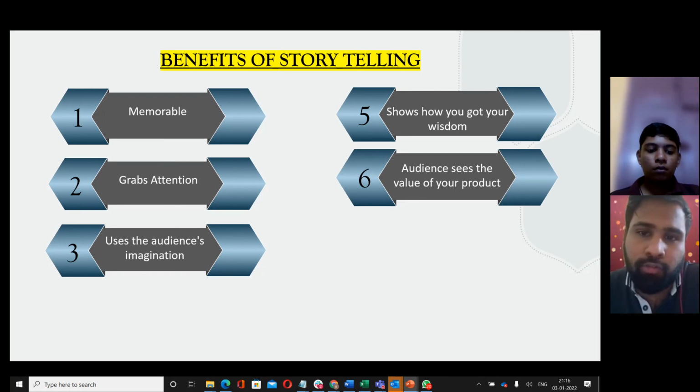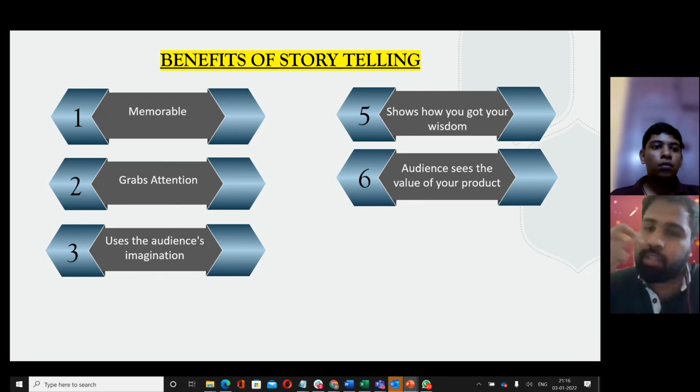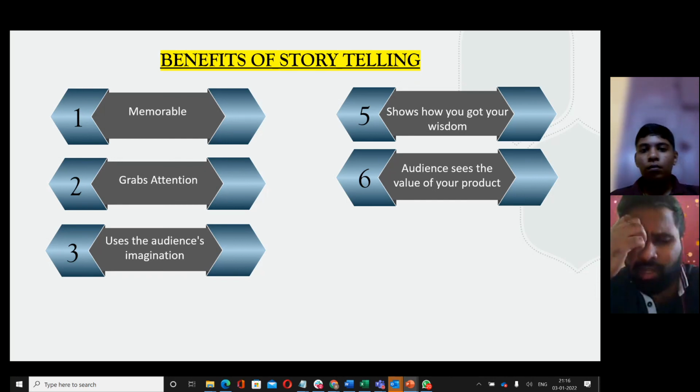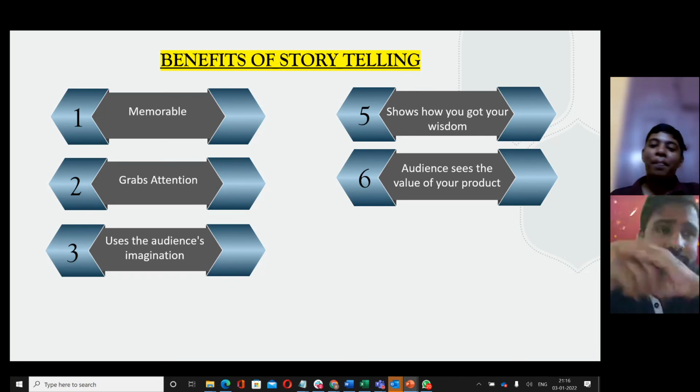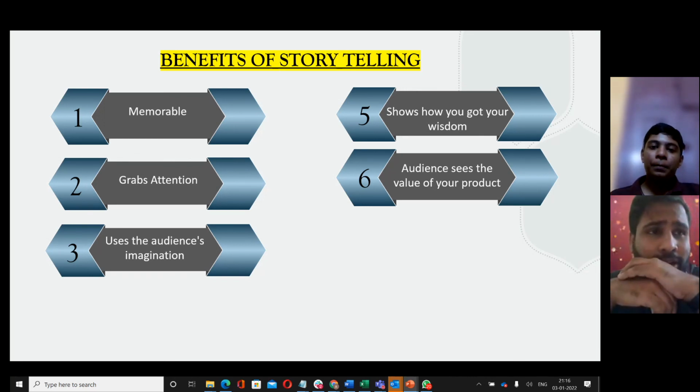Next, the audience sees the value of your product. When you're telling the story, you will definitely talk about the sandpaper distributor, but not at the start; you're going to talk about the product at the end. Whenever you say that you were browsing through various channels and were so irritated, you wanted to just turn off the TV and go sleep in your room. But then you thought on the positive side, what if there is a machine that can save lives?